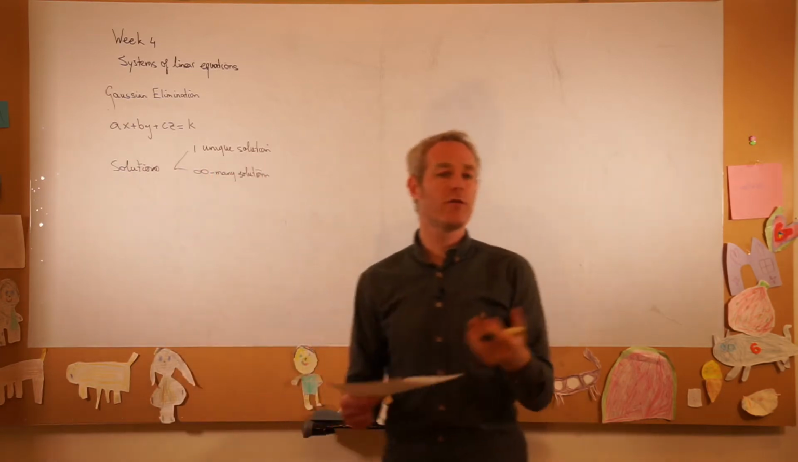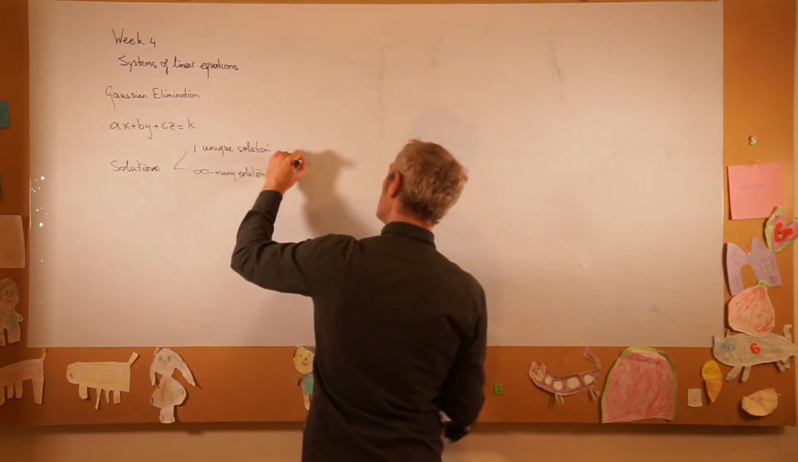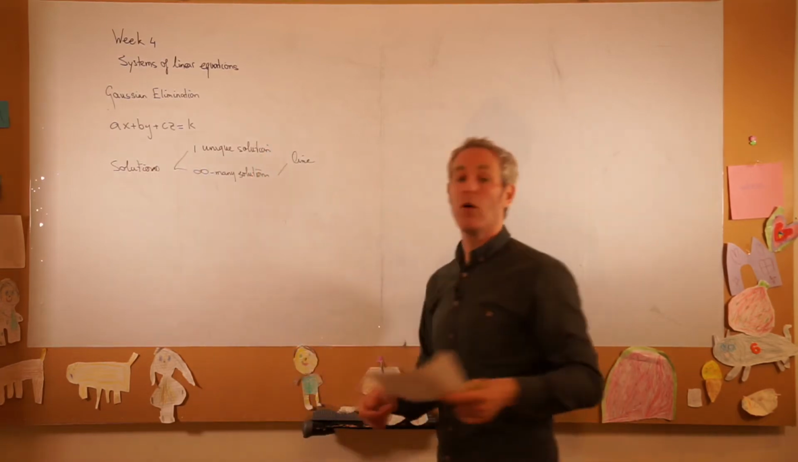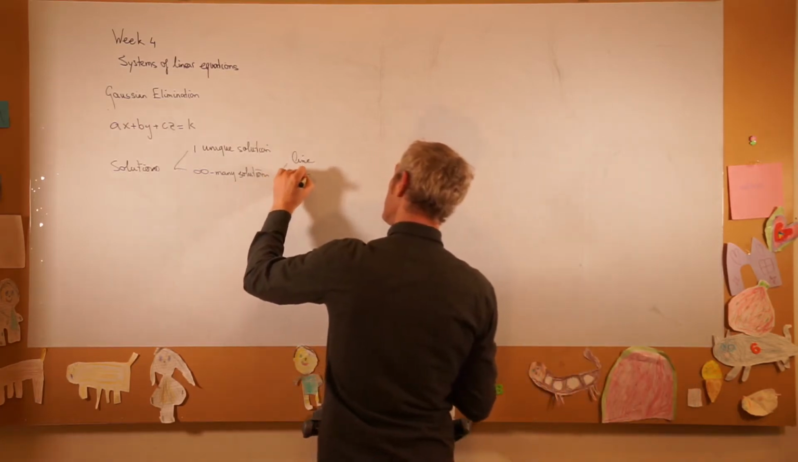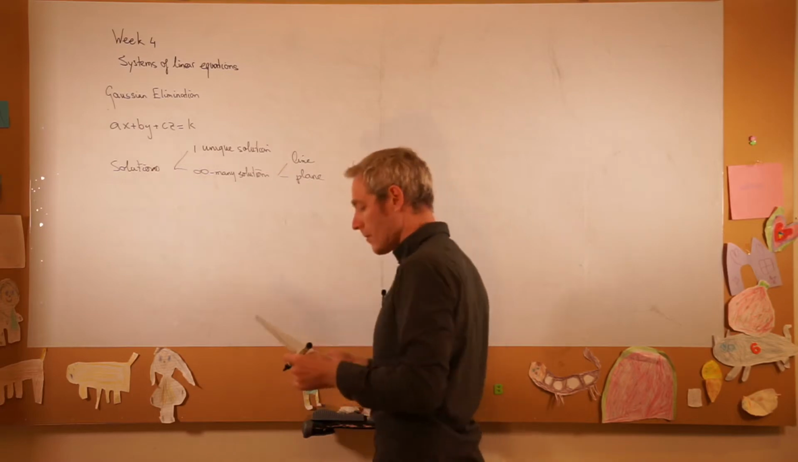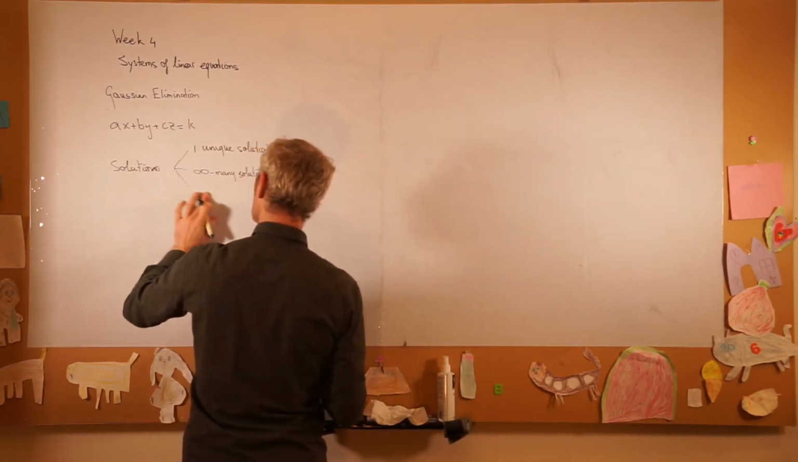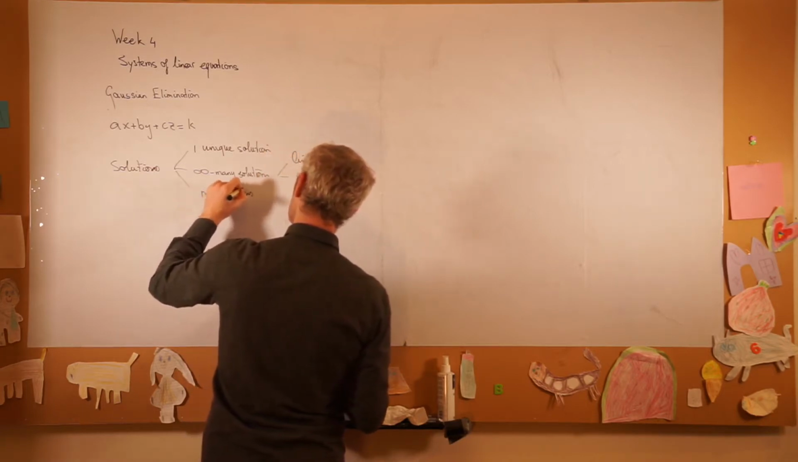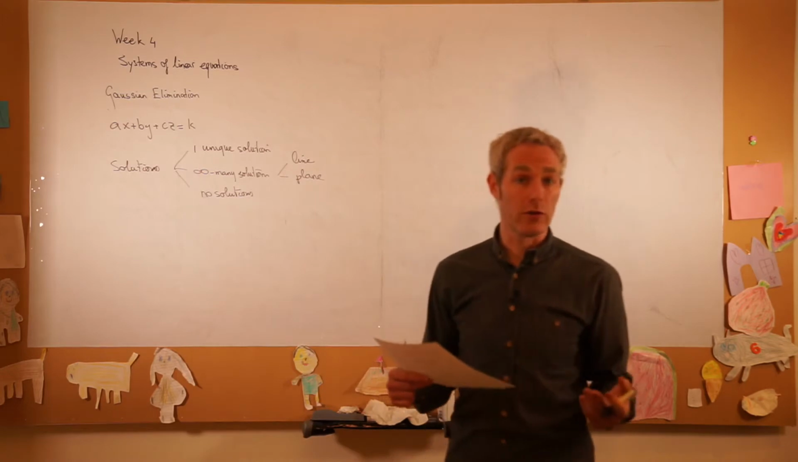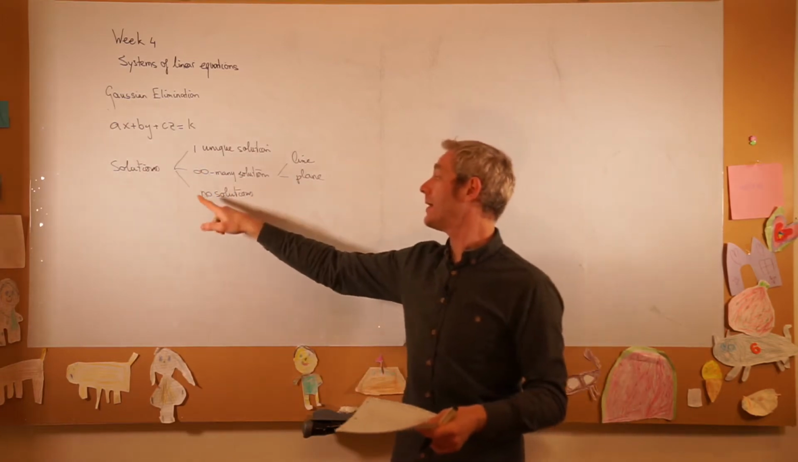But there can be 2 flavors of infinitely many solutions. The solution set can be a line, or if all 3 equations are the same, the solution can be a plane. And there can also be no solutions. So no solutions. There can never be 2 solutions or 4 solutions. There's either one solution, infinitely many, or none.